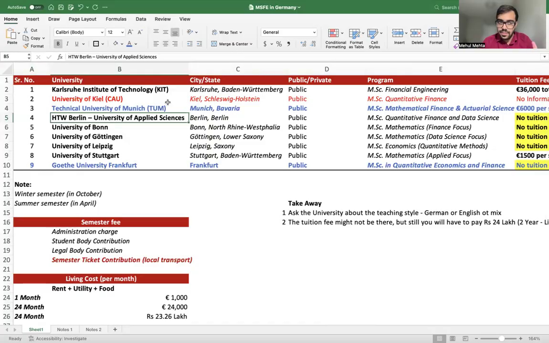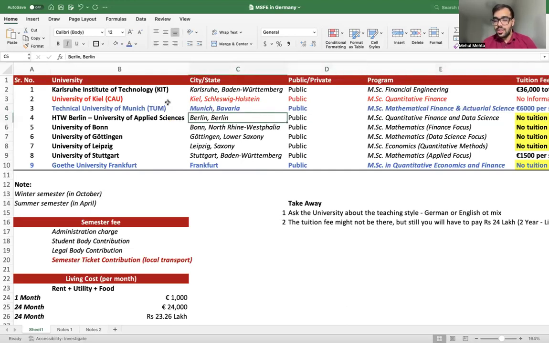But then let's jump to the fourth university, which is HTW Berlin. Okay, so I visited HTW Berlin. Definitely, it's a university in Berlin.